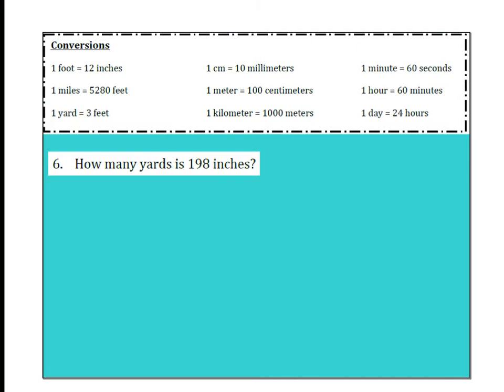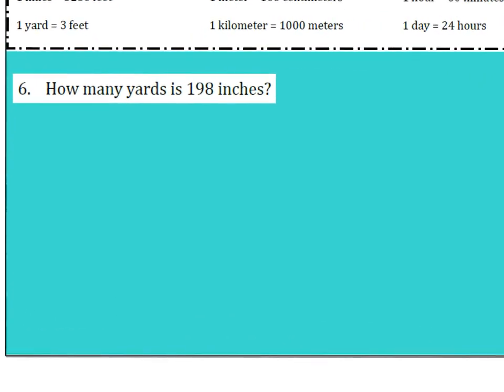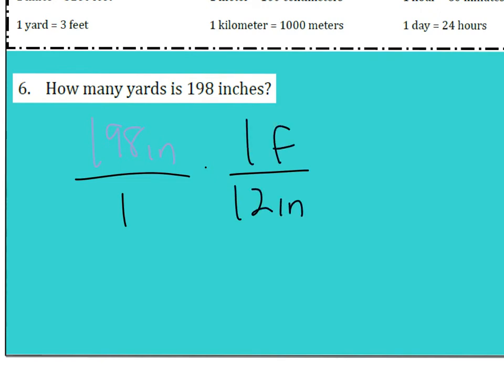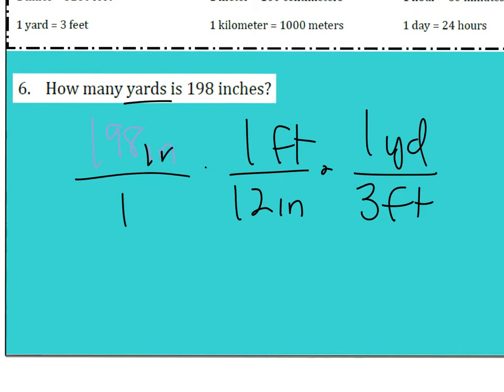So how many yards are in 198 inches? So I'm starting in inches. So I've got 198 inches. Now I'm going to go, you know what? 12 inches is 1 foot. If I'm trying to get to yards, there are 3 feet in 1 yard. So again, inches to inches, feet to feet, and that gets me to yards.